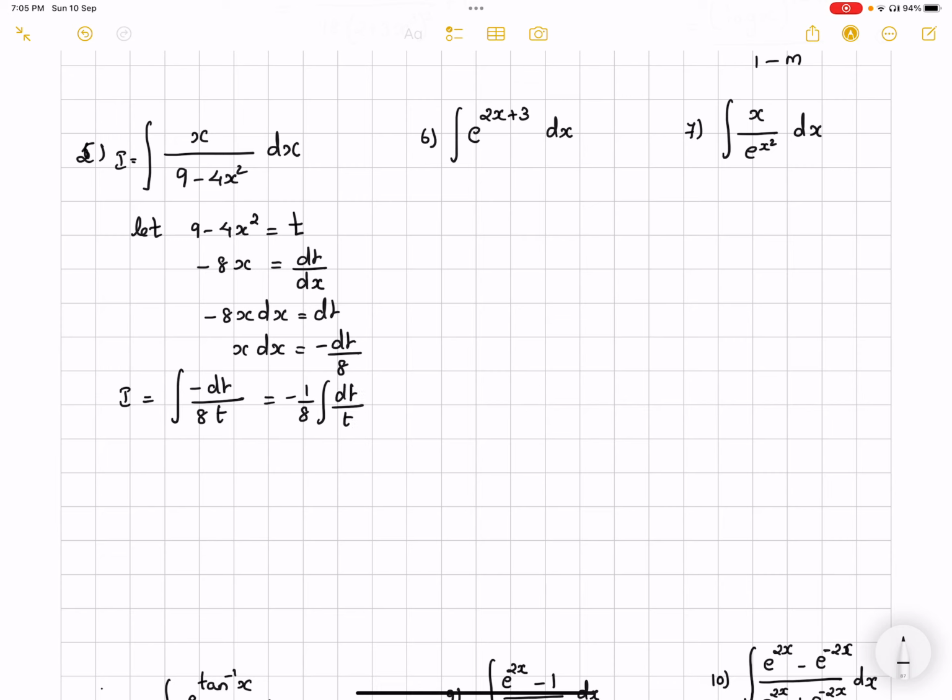Integration of dt by t, 1 by t is log mod t. So here minus 1 by 8, we would have ln of mod t plus c. Which is minus 1 by 8 ln of, what is the t actually? 9 minus 4x square, plus c. That's it. Simple, easy. You just need to understand which one to substitute.